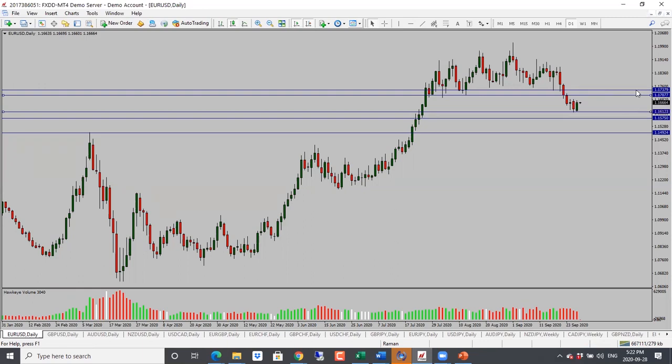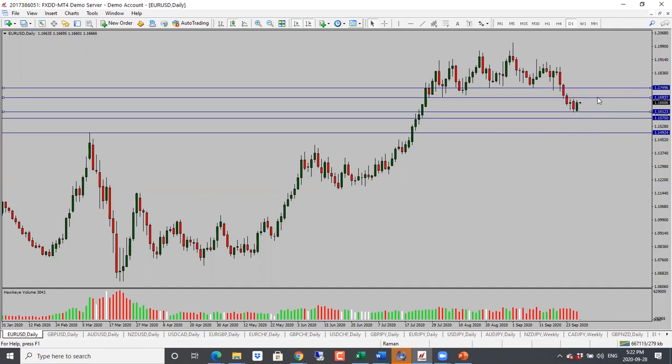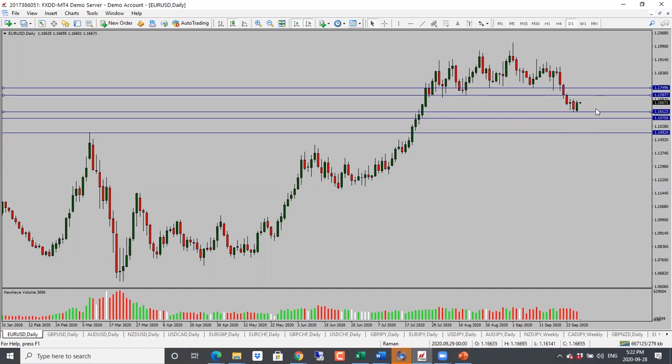And then second at 1.1750. So I would say bullish bias here with caution though, because we do have resistance right here just before 1700 basically. So watch out for that. So bullish bias here, just with caution though.